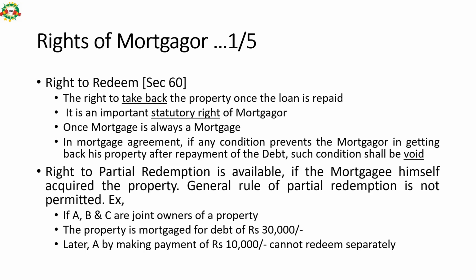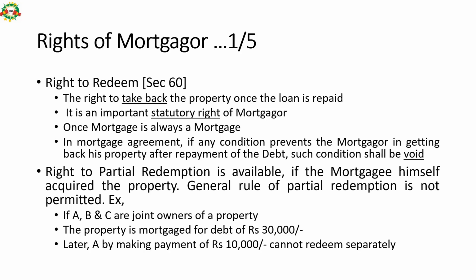So let us see what are the rights of mortgagors. The first right, as per section 60, is the right to redeem. The mortgagor is the owner of the property. This is the right to take back the property once the loan is repaid. It is an important statutory right of the mortgagor, the owner of the property. Once a mortgage, always a mortgage. So once I have given a mortgage, it remains a mortgage till closure of the entire loan account.